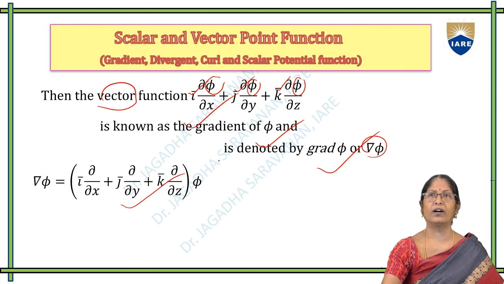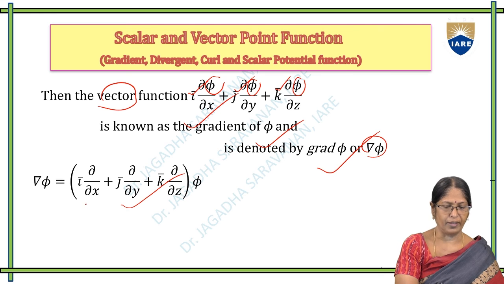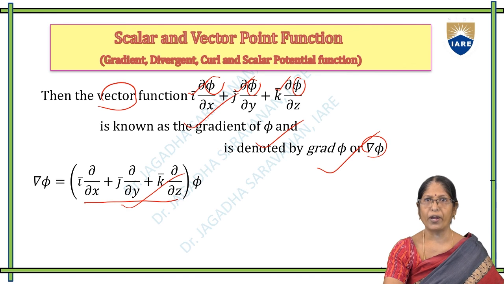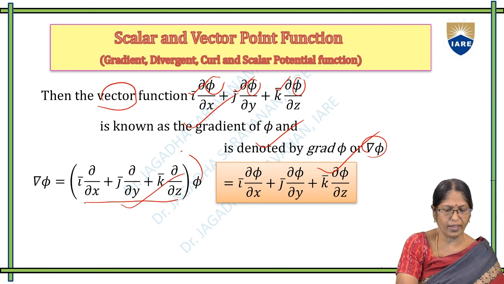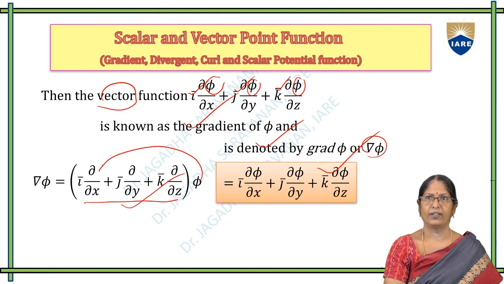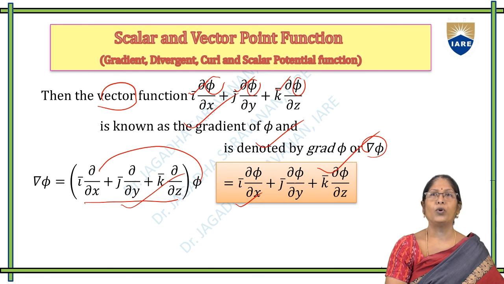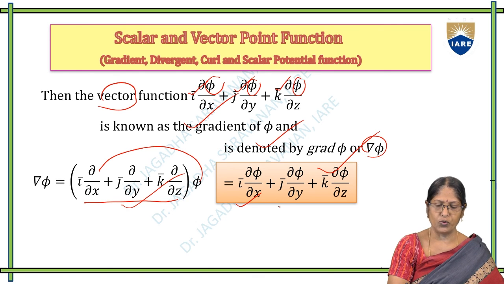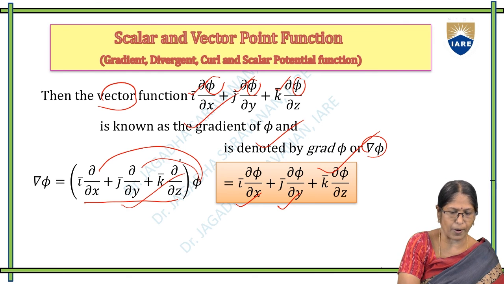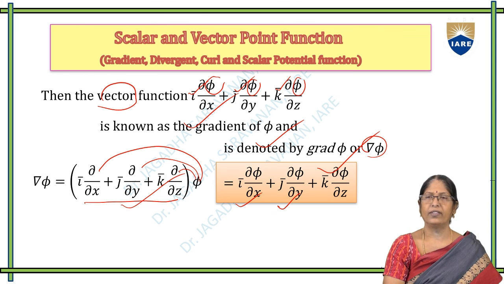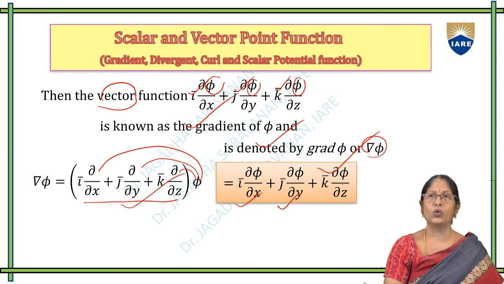Now we can see here grad φ is (i ∂/∂x plus j ∂/∂y plus k ∂/∂z) acting on φ. In the next step we are taking this φ inside. Then i ∂φ/∂x, j ∂φ/∂y, just we have taken the φ inside, and then it has become k ∂φ/∂z.